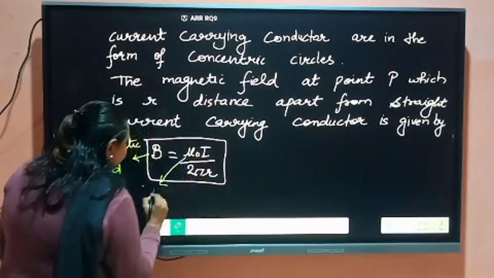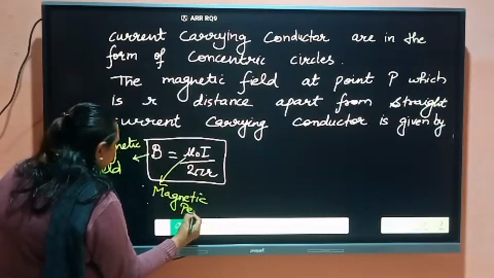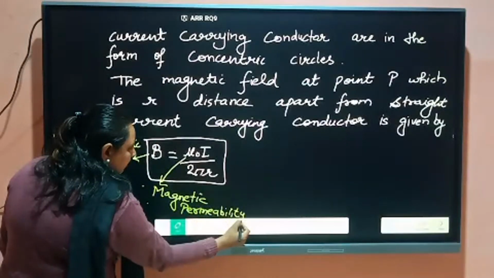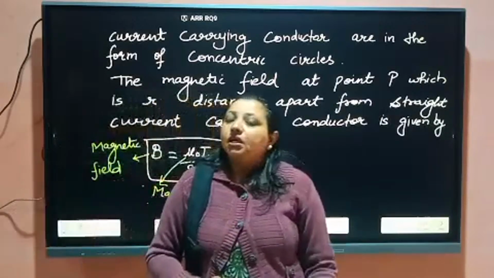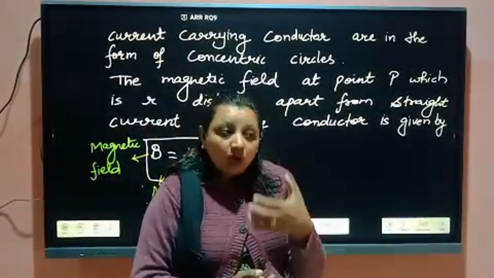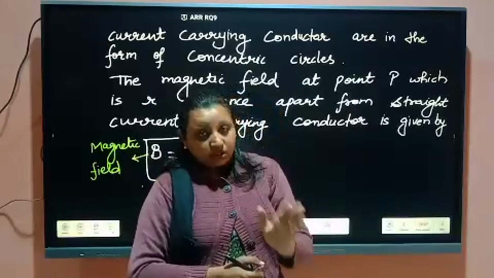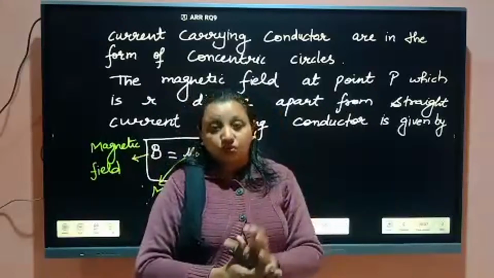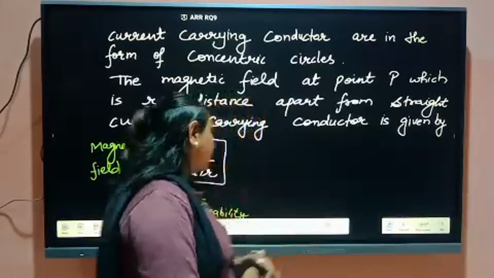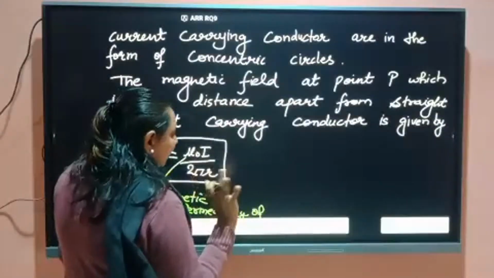Mu naught is the magnetic permeability. What is magnetic permeability? It is that property which shows the magnetic behavior of a material, that is, how magnetic a material can be. It shows how many magnetic field lines can cross through it, how much magnetic behavior it can show. That is represented by this mu naught. So this is the magnetic permeability of free space, where it is written that means we are talking about free space, that is, vacuum.